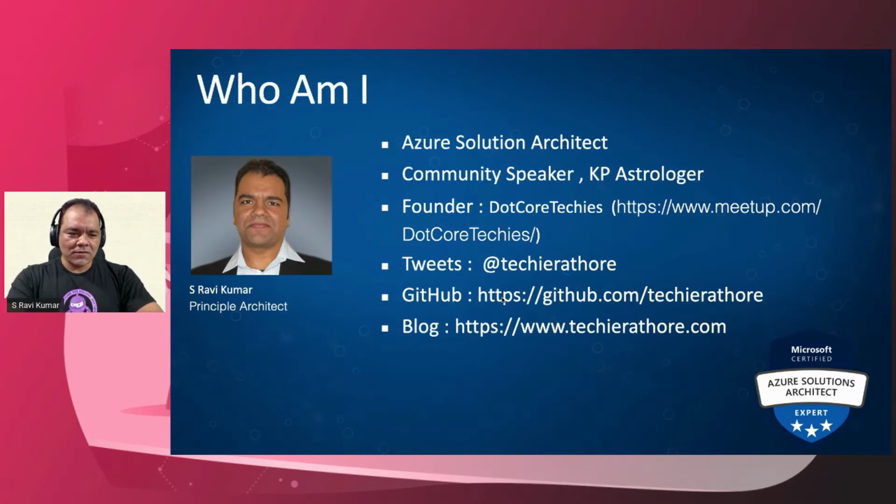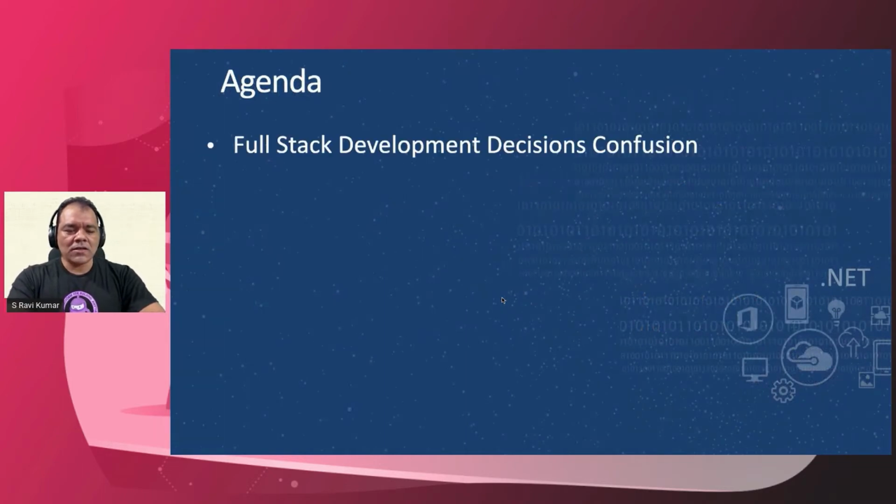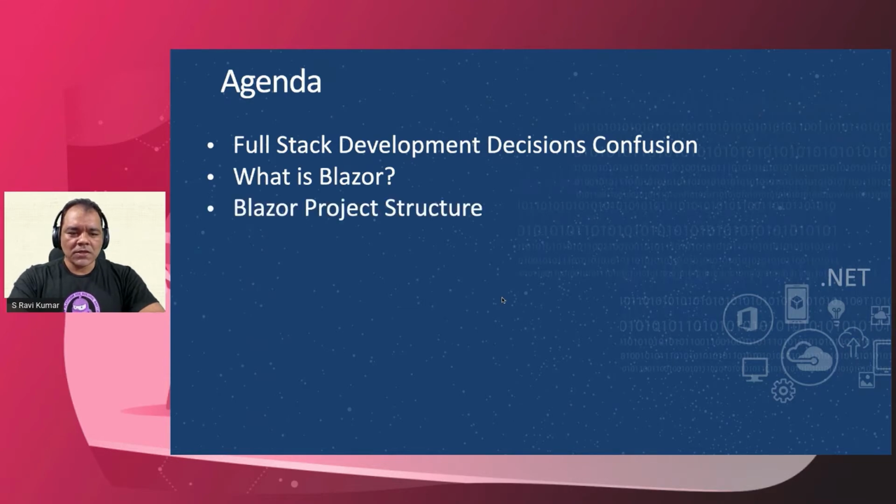So without further ado, let's get started with the agenda for today. First, we'll talk about full stack development decision confusions: what is full stack web development, and what are the confusions developers face during full stack development. Then we will talk about what is Blazor and how it solves this problem.